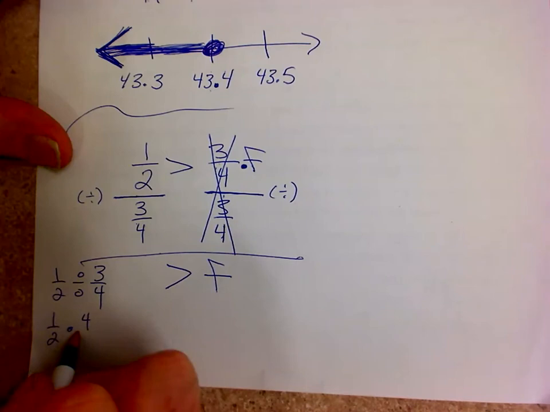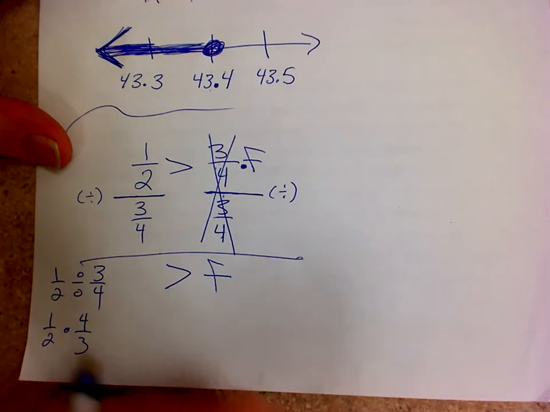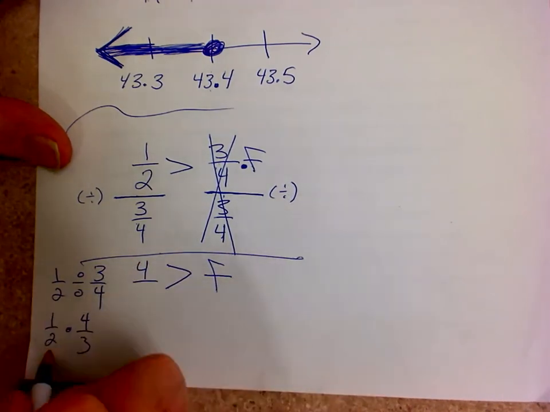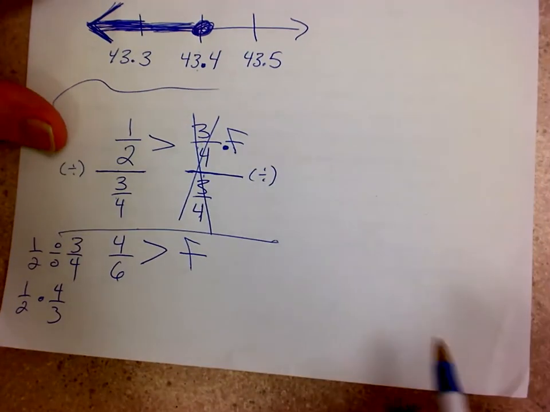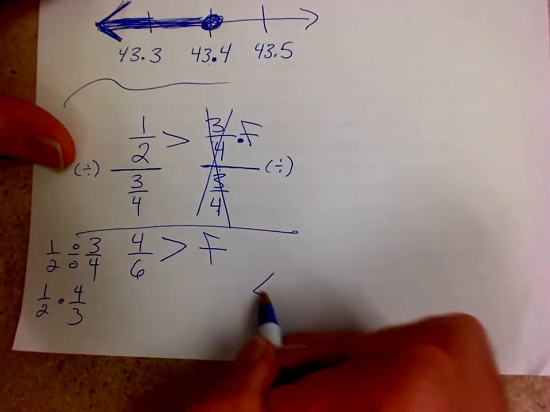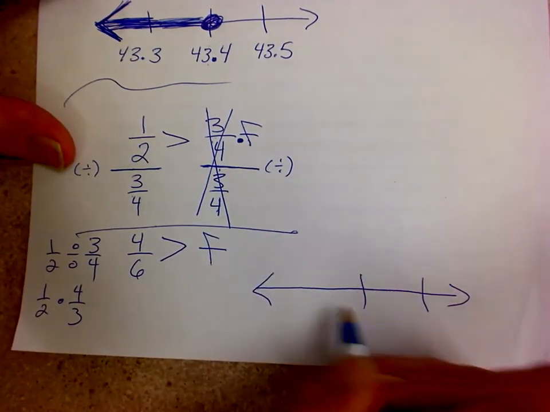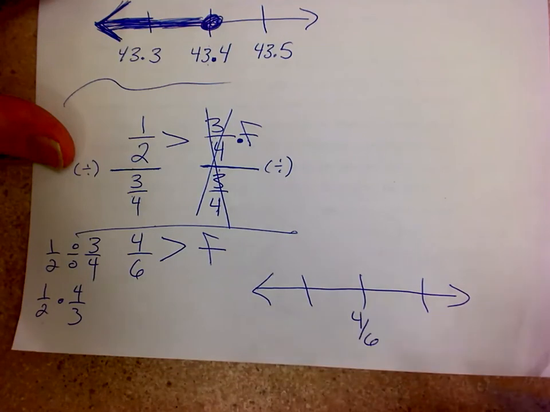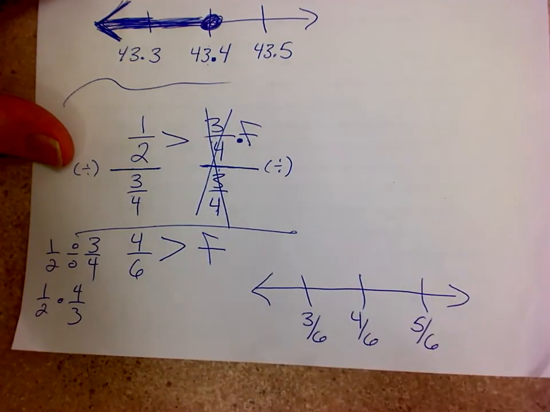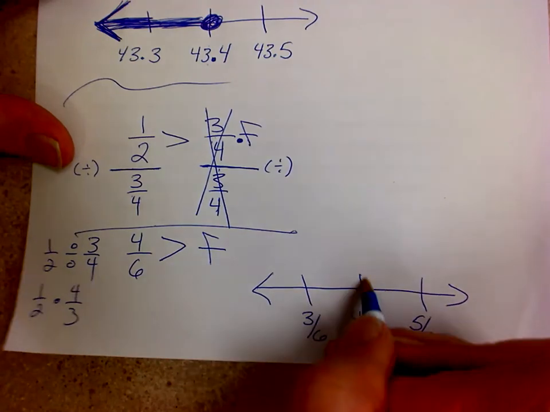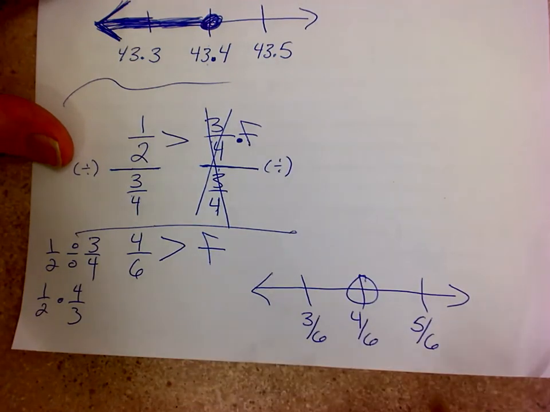1/2 times our reciprocal gives 4/6. So 4/6 is greater than f. Again, we need to create a visual, so we graph. We have 4/6, 3/6, and 5/6. We're going to start at 4/6.